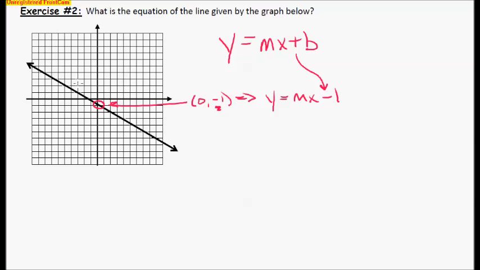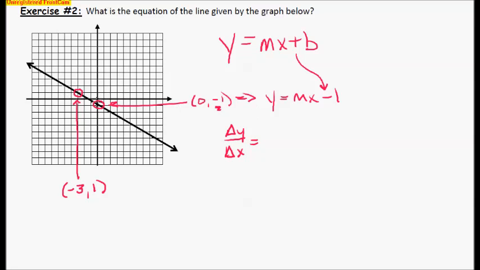I'm going to find another point. Let's see, what other point could I use? I want to find one that goes right through where the grid lines come together. So that point looks like a winner right there. That is the point 1, 2, 3 to the left, so that is a negative 3, and up 1. So I don't even need to write those coordinates down. I just simply have to count, and I need to get my slope. So my change in y over change in x.